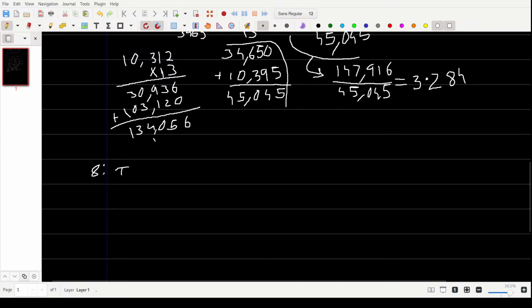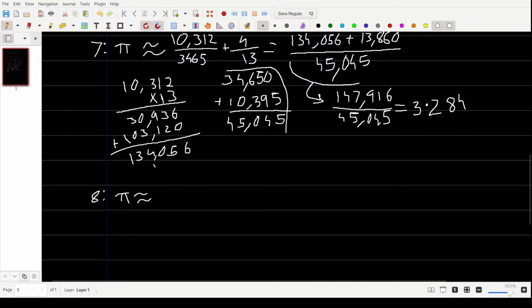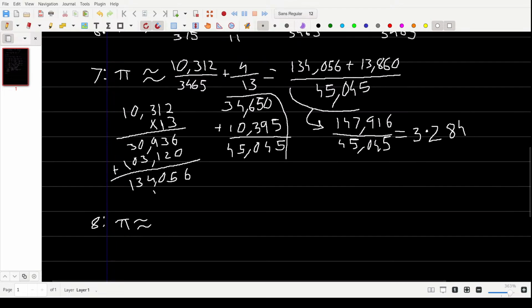Okay, so for the 8th approximation we're gonna do pi is approximately equal to... This is gonna be annoying to work with. I'm doing this in my head. I'm just gonna use this method for all of it. 1, 4, 7, 9, 1, 6 minus 4, over 4, 5, 0, 4, 5.